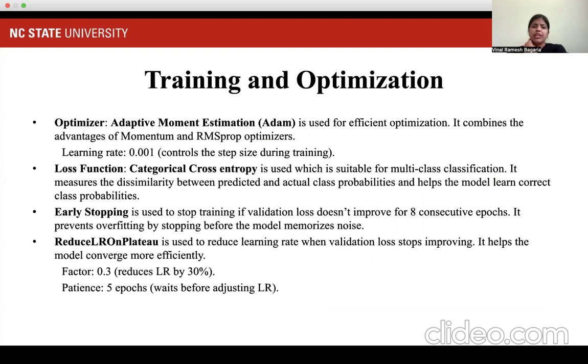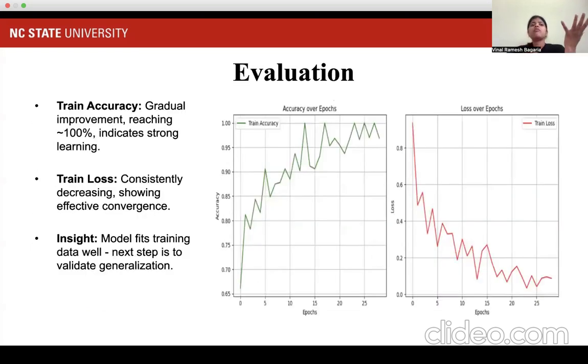Based on the model that we used and the training and optimization that we used, we were able to achieve a very good accuracy. For train accuracy, we see a gradual improvement reaching almost 100%, which indicates strong learning. The train loss consistently decreases, showing effective convergence. So the loss is decreasing and the accuracy is improving. The model fits the training data well. The next step for us is to validate the generalization of the model.